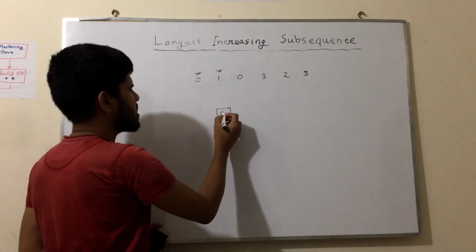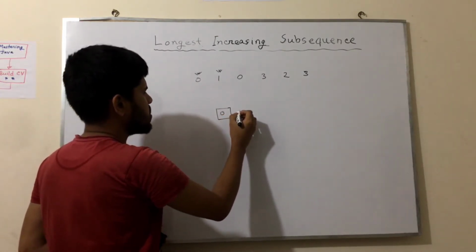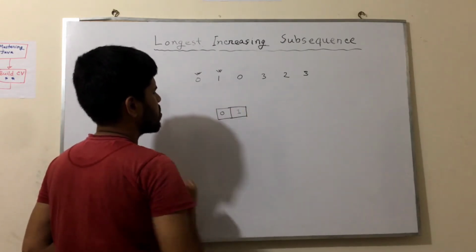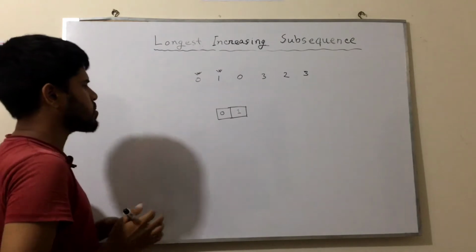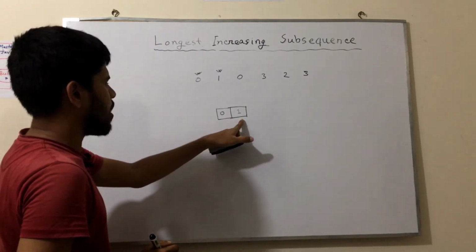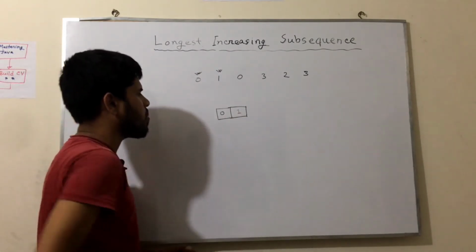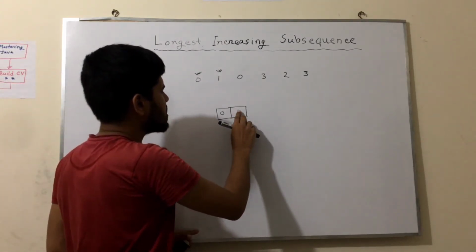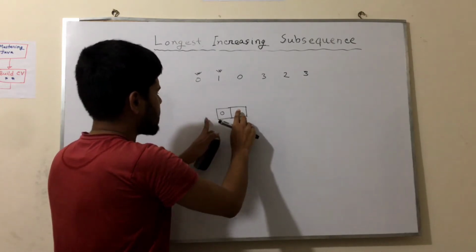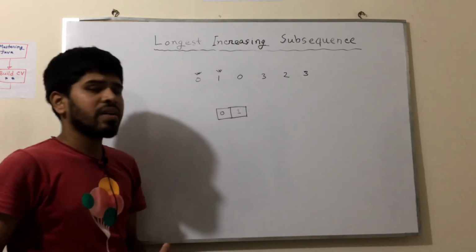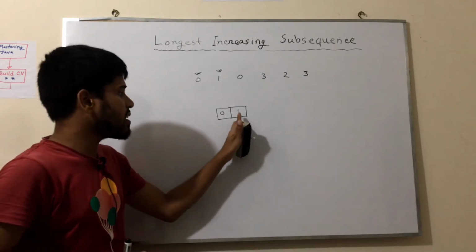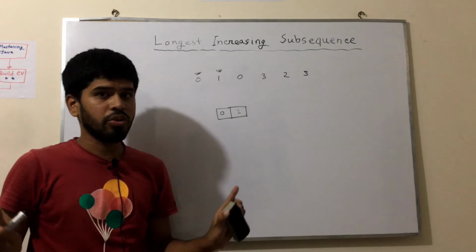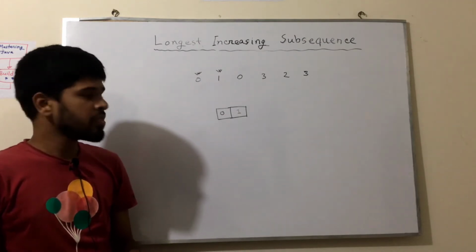Now we have 1. We see the last element is 0, so here I'm going to insert 1. At this point we have 0 and 1. Here we have 1. What does it tell us? It tells us we have at least one element less than 1 on the left. It could be 0, it could be any other number. We don't know. Just remember it.